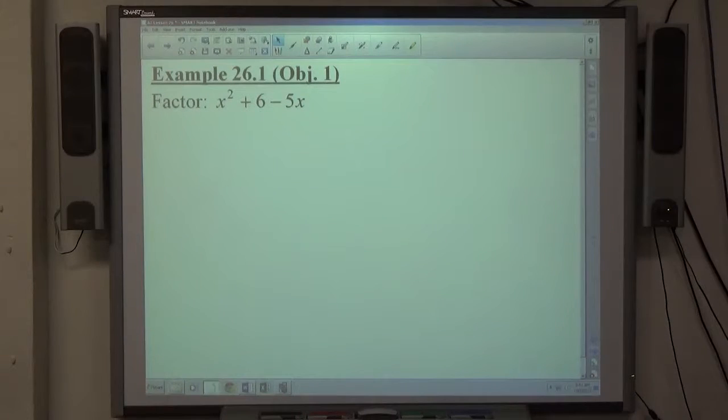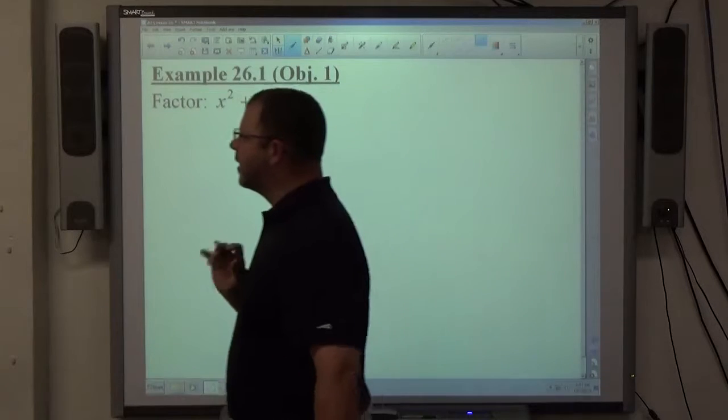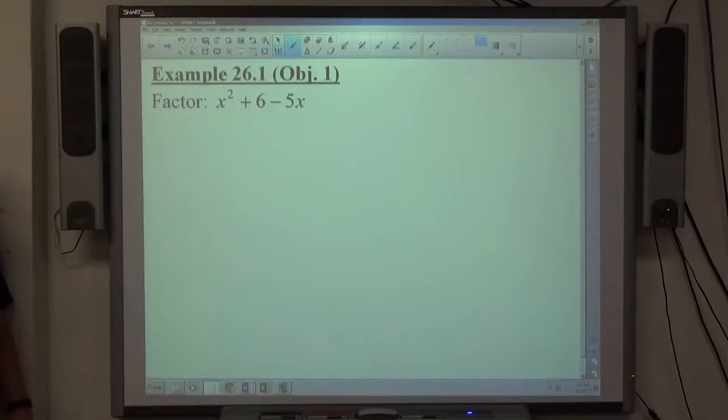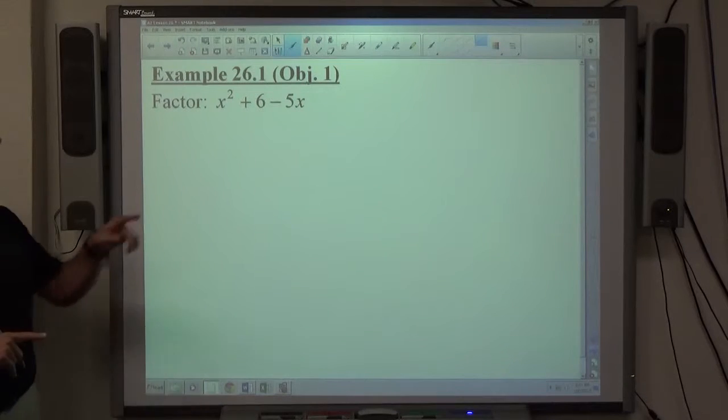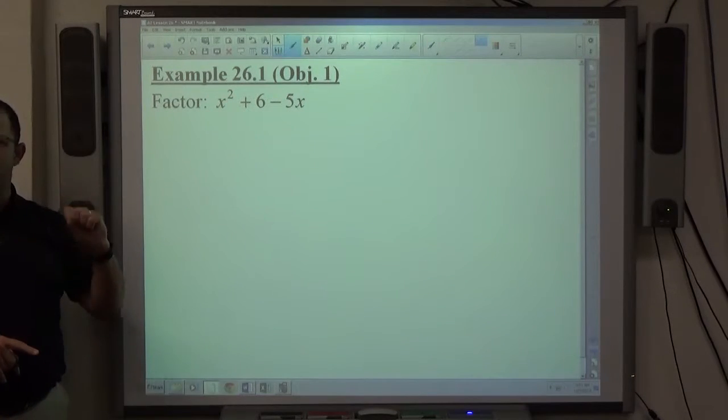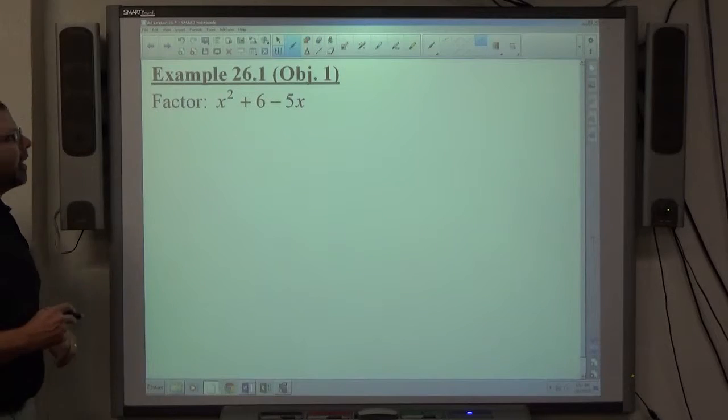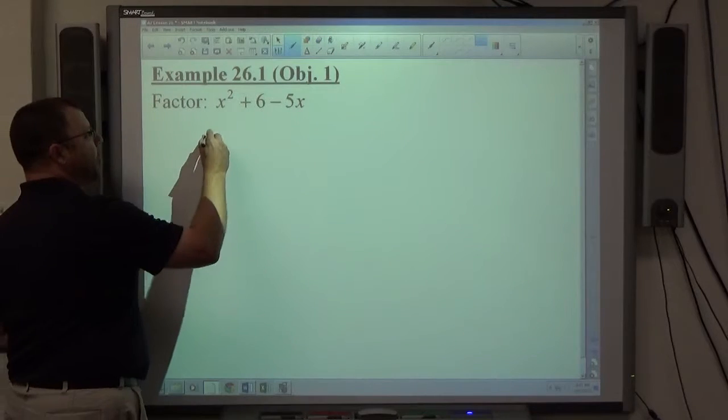Okay, example 1: factor x squared plus 6 minus 5x. What I want you to look at here is a specific form of expression called a quadratic trinomial. Quadratic means the highest power is squared. Trinomial means 3 terms. When you look at a classic quadratic trinomial, there is a quadratic term.